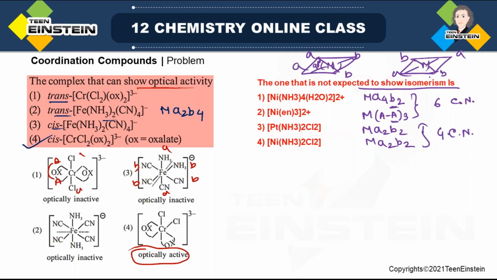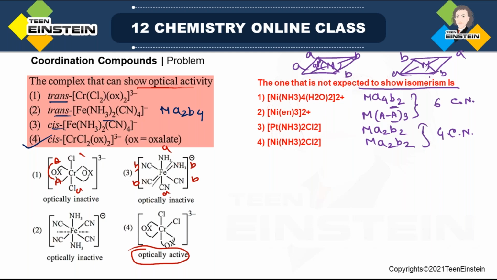But what about the tetrahedral? Because in tetrahedral, all the angles are the same. In square planar, you are getting 90 degree and 180 degree. That is why the question of cis-trans arises. But if it is tetrahedral, all the angles are 109.5 degrees, so we cannot have any isomers.